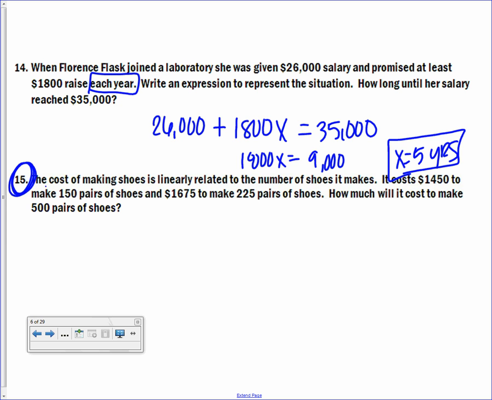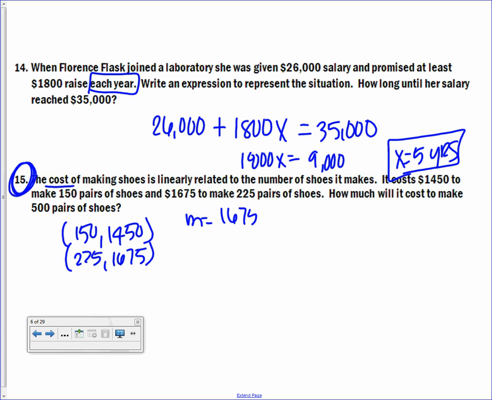Okay, so it said the cost is related to the number of shoes. So I would probably make the ordered pairs 150, $14.50, and 225, $16.75. So I'd set those up for the number, okay, because the number determines the cost. So number should be the independent variable. So let's find the slope here. So 16.75 minus 14.50 over 225 minus 150. So that slope should turn out to be 0.03.